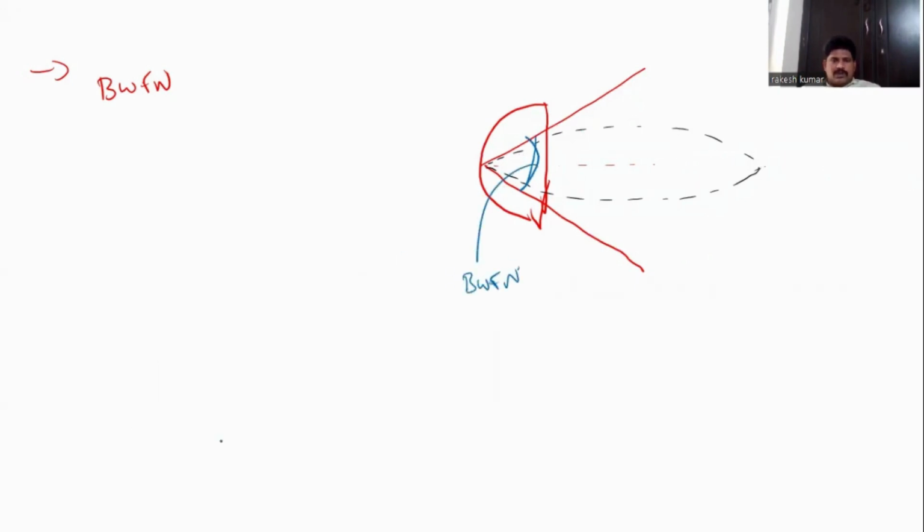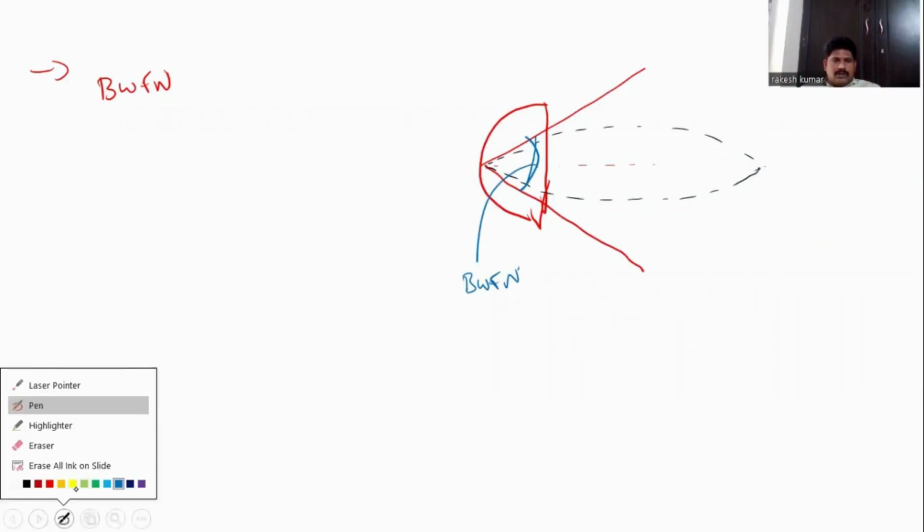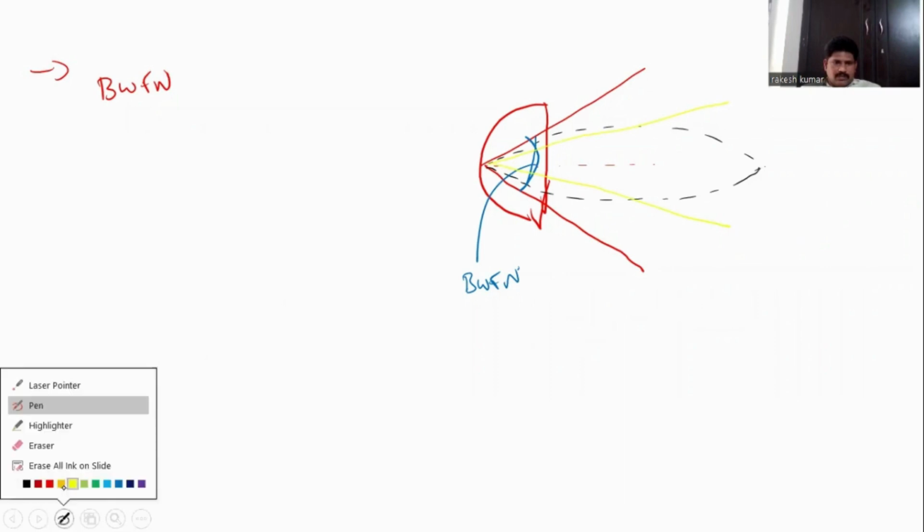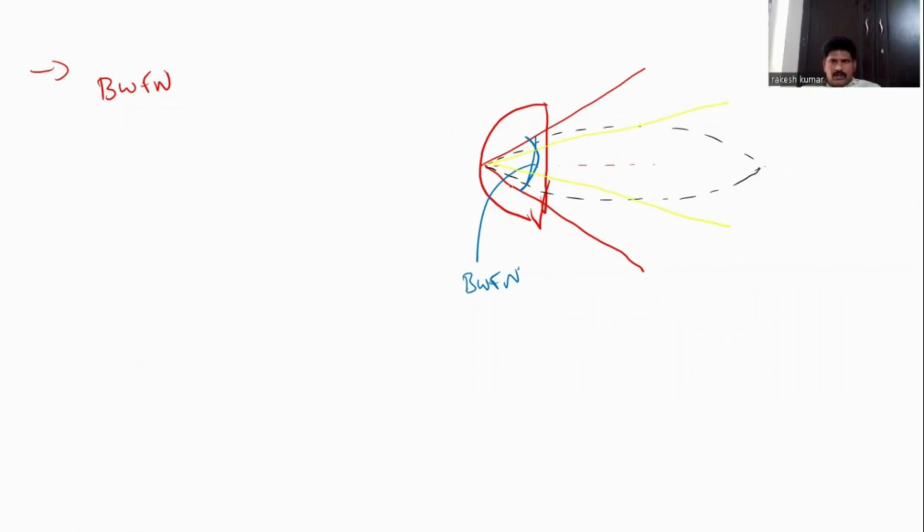So similarly, how to indicate half power beam width? When the power has fallen to half of the maximum. Okay. So this angle, let us consider here the power has fallen. So this is the half power beam. This angle is called the half power beam width.